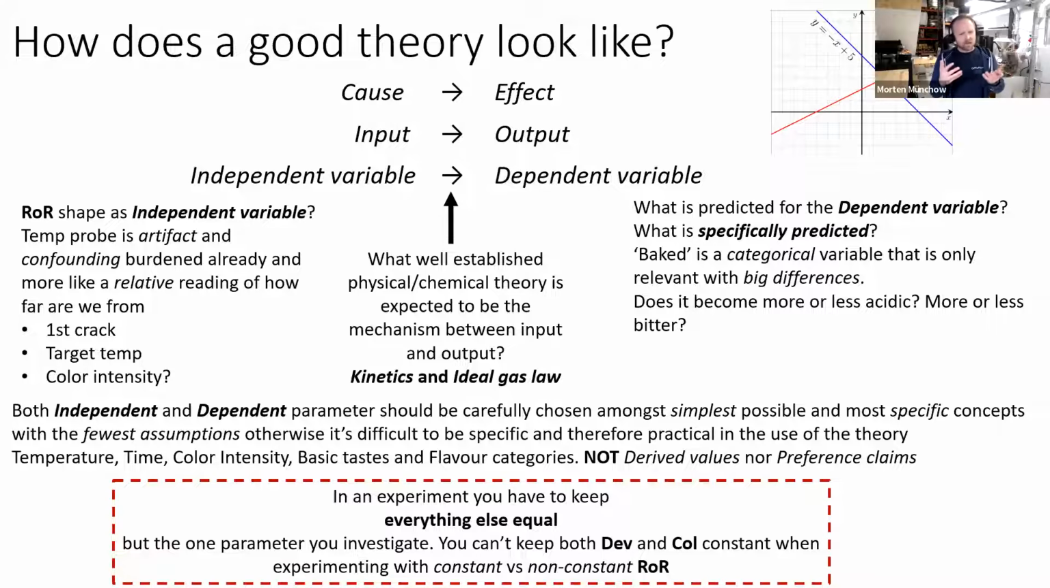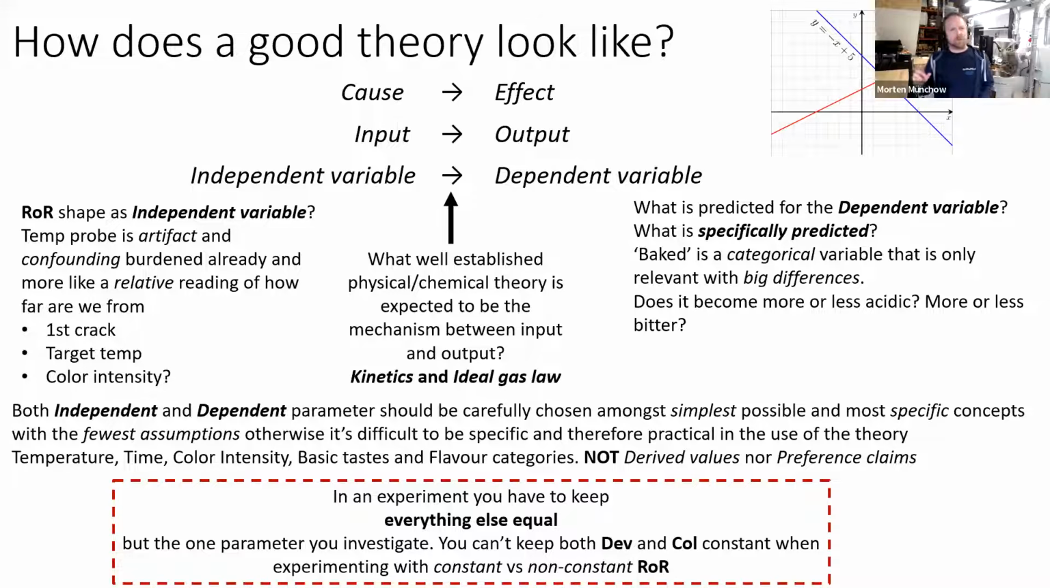First crack, target temperature, color intensity, those are specific, absolute concepts to use, and not the shape of the rate of rise curve. It's such a flimsy concept to use as an input in a theory for all the reasons I mentioned. Then look at the dependent variable. What is predicted? What is it, as in it's better? Well, how is it better? In which case is it better?